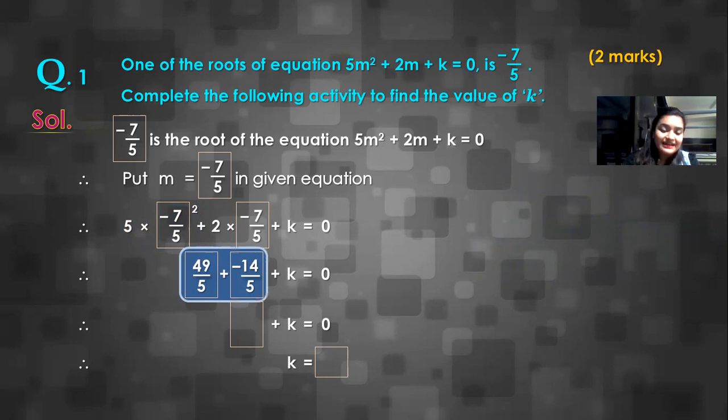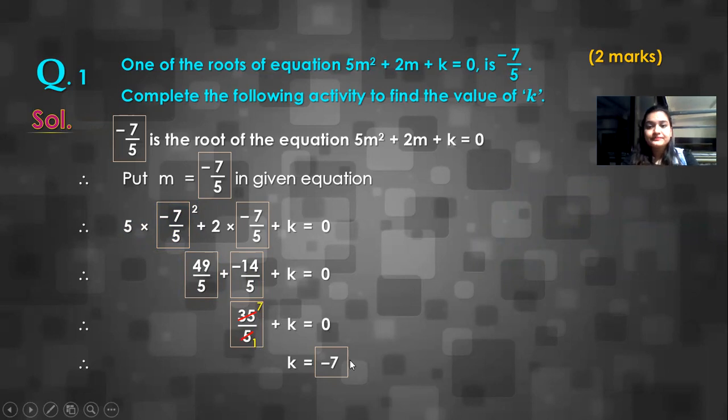So over here guys, plus minus will give you minus. 49 minus 14 is 35 upon 5. 5 ones are 5, 5 sevens are 35, the answer is minus 7. Why minus 7? Because it is a tricky part. The 7 shifted to this side, so it becomes minus 7. And guys, you do not need to show this cancellation in the table. You have to write the direct final answer.